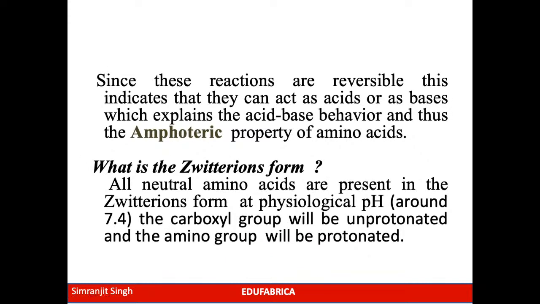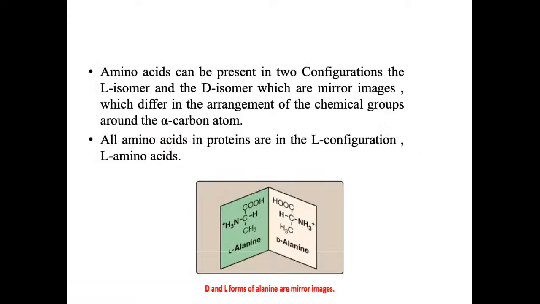Since these reactions are reversible, they can act as acid and base, which explains the amphoteric property of amino acids. And what is the zwitterion form? Neutral amino acids are present in zwitterion form at physiological pH, around 7.4, where the carboxylic group is unprotonated and the amino group is protonated. So both can act as acid and base: the carboxylic group can lose a proton and the amino group can gain a proton. In this way, around pH 7, they act in the zwitterion form.